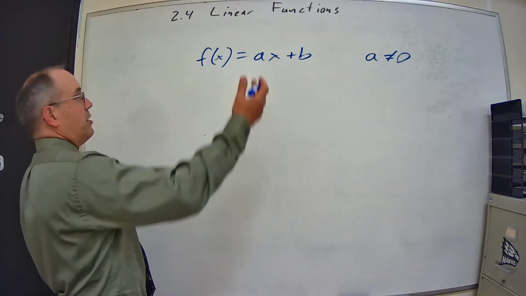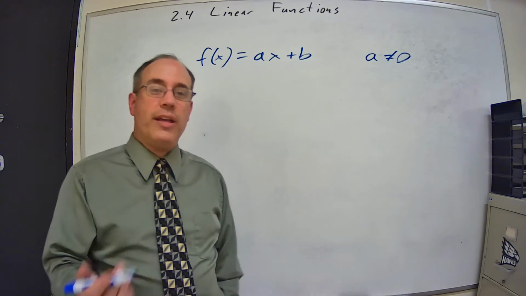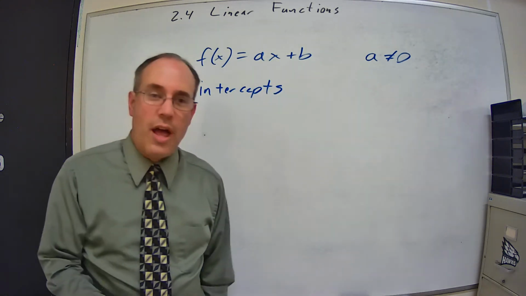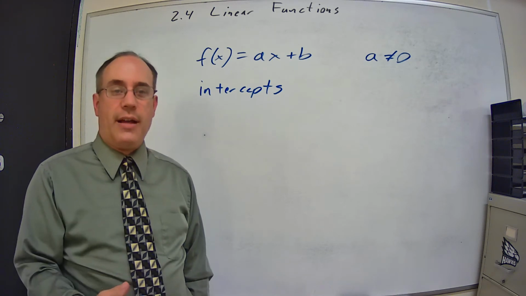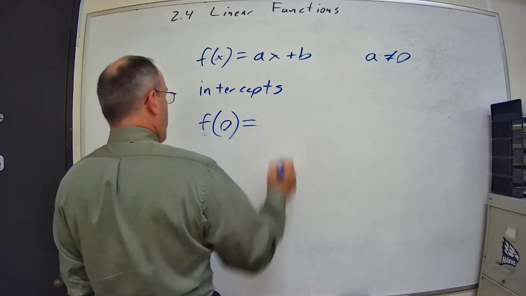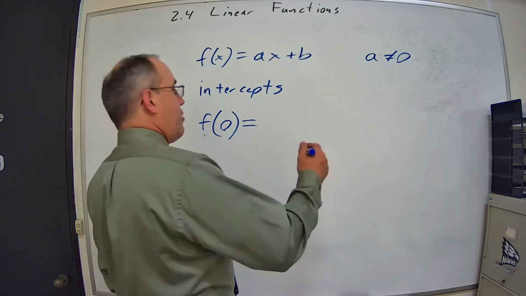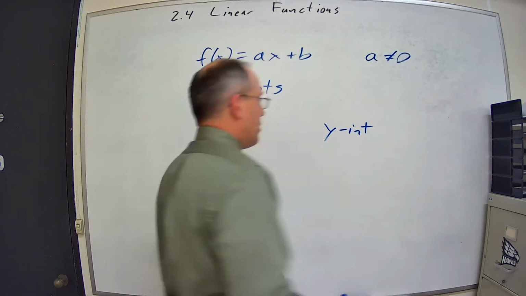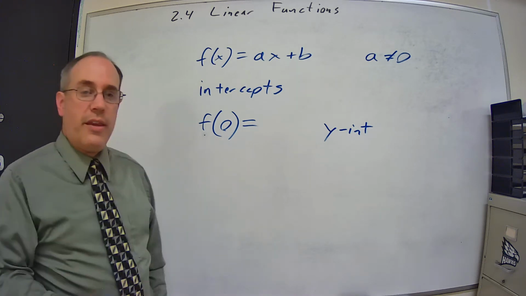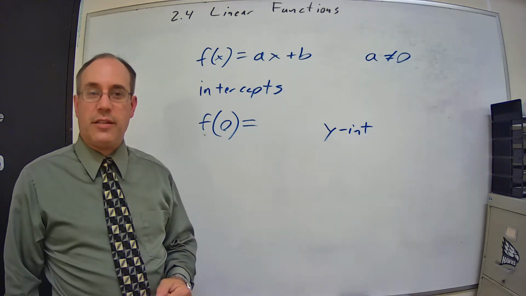Now, since that's a line, lines will have what we call intercepts. Intercepts are where the line crosses the x-axis and the y-axis. If we take f of 0, which is basically saying let x equal 0, then we will get the y-intercept, and that's just an abbreviation, y-int. So we set x equal to 0, and we get the y-intercept, where it crosses the y-axis.